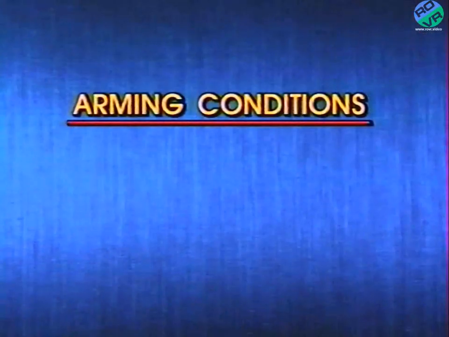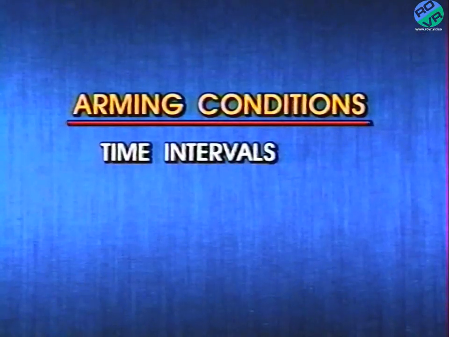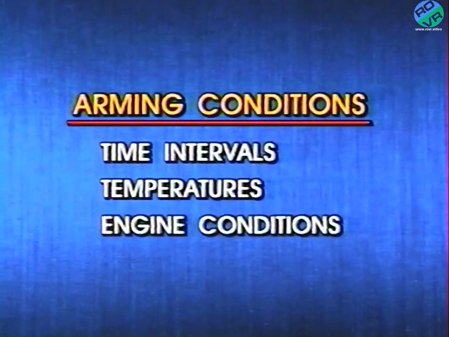A circuit is not monitored for faults at all times and under all conditions. Certain criteria called arming conditions must be met for a fault to be entered into the engine controller memory. Arming conditions are time intervals, temperatures, or engine conditions. And arming conditions are different for each circuit. It's possible that a fault for a monitored circuit may not be entered into memory even though a malfunction has occurred. This may happen because one of the arming conditions for the circuit hasn't been met.